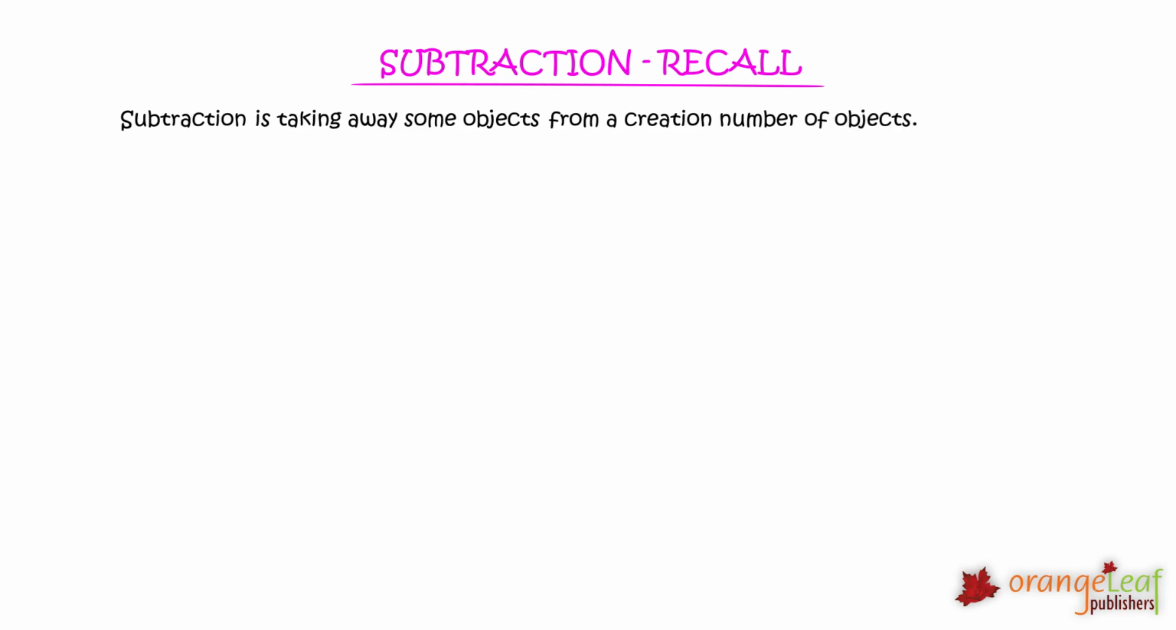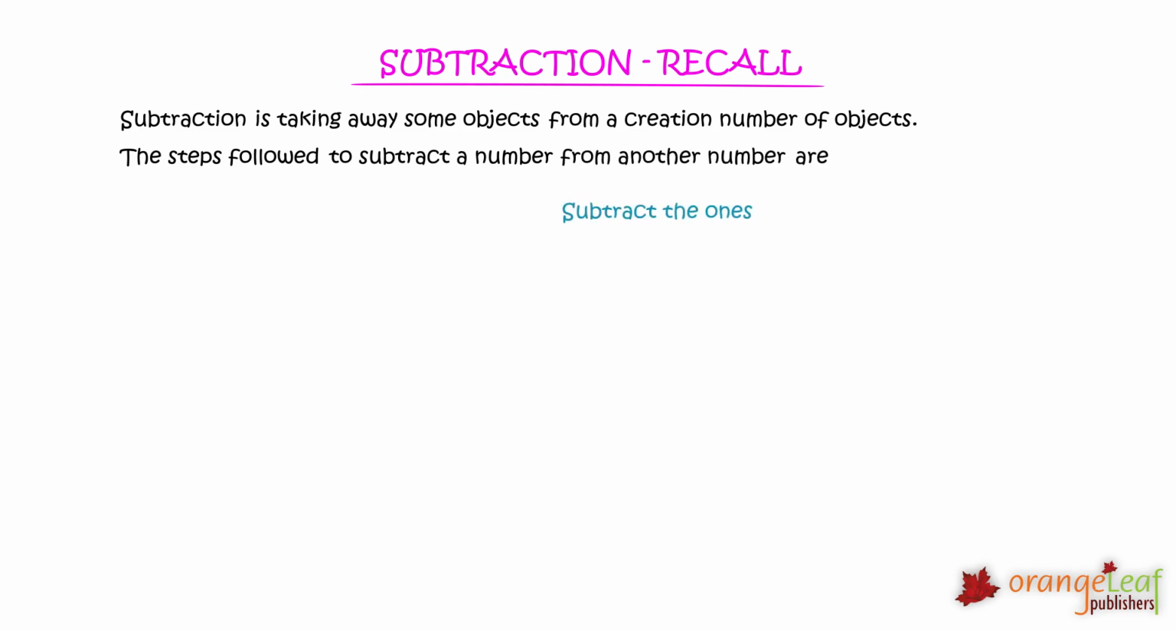Subtraction recall. Subtraction is taking away some objects from a given number of objects. The steps followed to subtract a number from another number are: first subtract the ones and then the tens. For example, subtract 12 from 46. Write 4 in the tens place, 6 in the ones place, and below that write 1 in the tens place and 2 in the ones place.